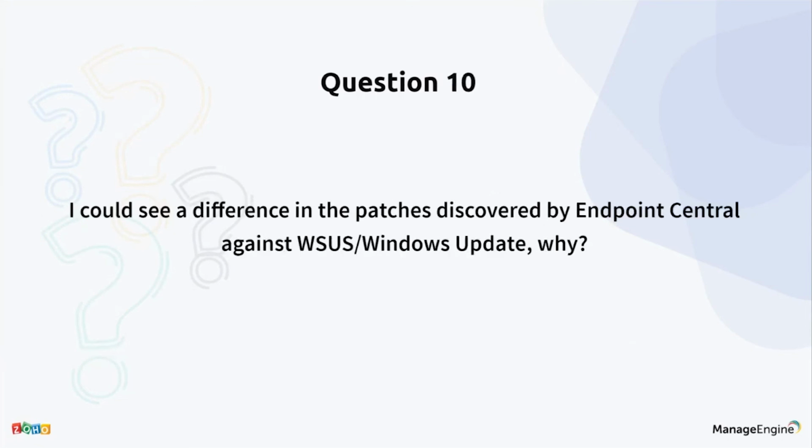I could see a difference in the patches discovered by Endpoint Central against WSUS and Windows Update. Why? In the case of operating systems like Windows 7, 8.1, Server 2008, 2012, Windows does not detect the security-only updates, but Endpoint Central will collect the data from various resources like Windows Updates, Microsoft Catalog, and show the total count of missing patches, which is the reason why there is a discrepancy between Endpoint Central and Windows Updates.